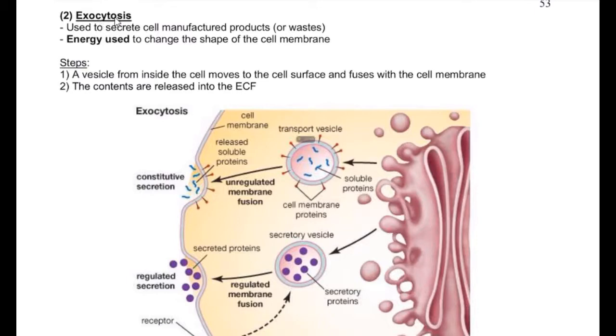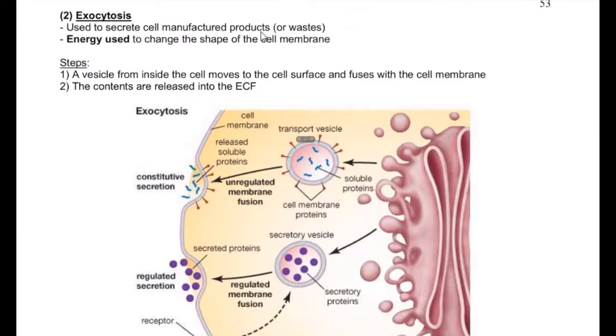And cyto again means cell. So when you see a -cytosis, an -osis like that, that basically means the process. So this word literally means the process of moving stuff out of the cell. That's what it literally is defined as. Okay? So what we're doing here then is something called secretion.